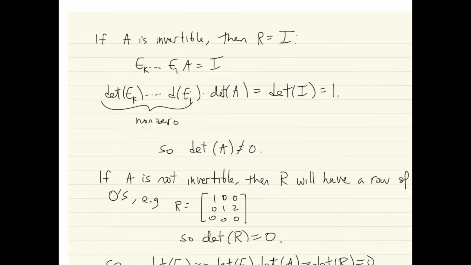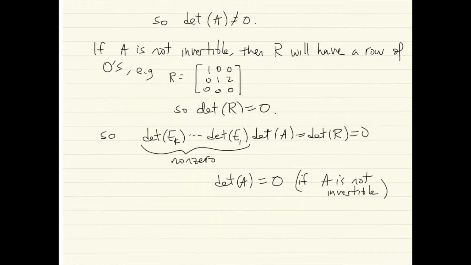The other direction of the theorem is, if A is not invertible, we have to show its determinant is equal to 0. And once again, the proof is to go back to the equation where the product of a bunch of elementary matrices times A is equal to R. But in this case, the case where A is not invertible, R will have a row of zeros. Again, R is a reduced row echelon form. And so here's a 3 by 3 example. You'll have a row of zeros, and the determinant of R will be 0, because when you expand by minors along this row, you'll get the determinant of R is 0.